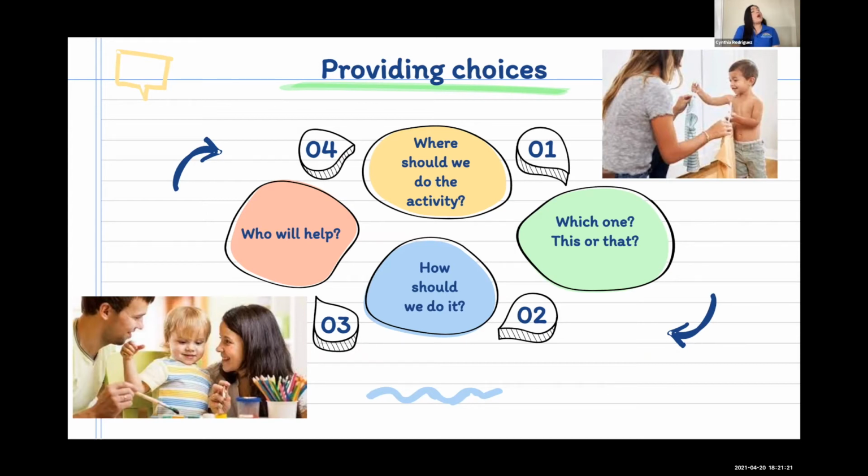Do you want help from mommy or daddy, or do you want to play with mommy or sister? Anything like that again promotes that communication as well, and they feel part of that activity. And lastly, also, how should we do this activity? It's another way that you could ask, or where should we do it? Like, do you want to do it in the living room? Do you want to play in the living room today, or do you want to play in your room?